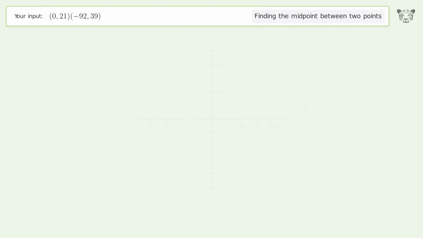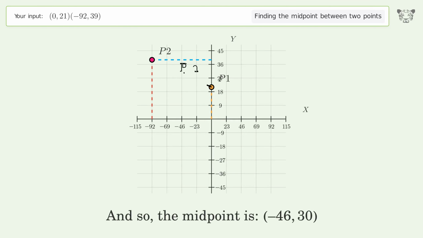And so, the midpoint is negative 46, 30.